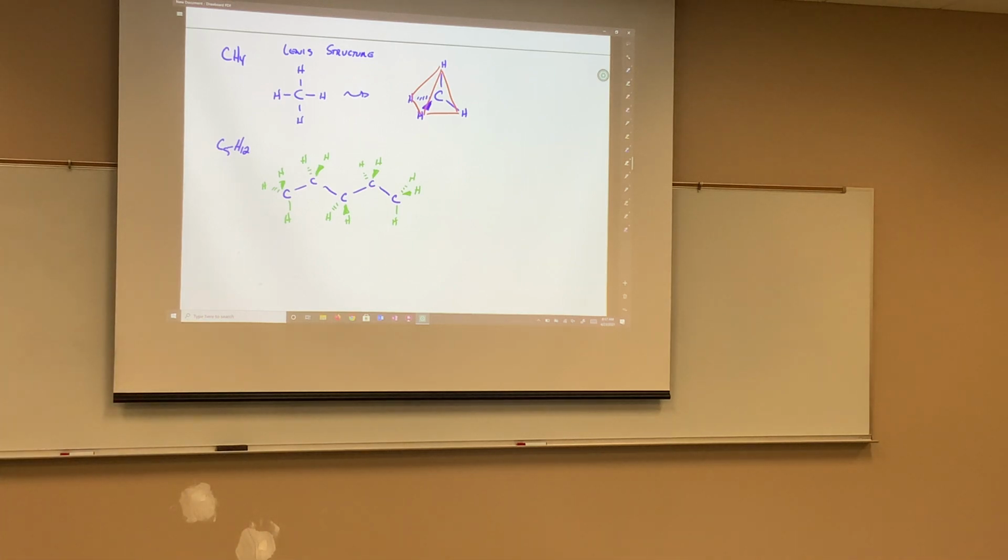So here's what we do. If I want to represent C5H12 as a proper molecule, we can do a shortcut. You ready for it? Here it is.